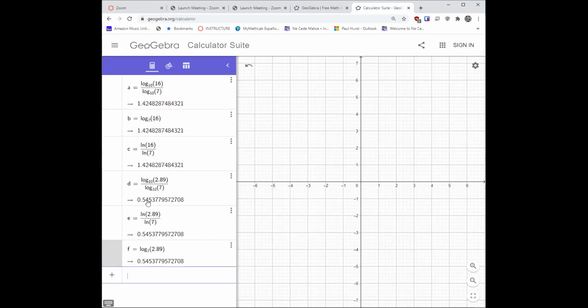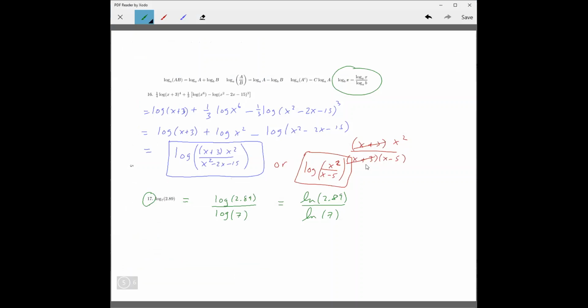So the answer in all 3 cases is 0.545378, because that's 6 decimal places. The second 7 represents the 6th decimal place, but there's a 9 there, so that rounds up to an 8. Okay. So approximately 0.545378.